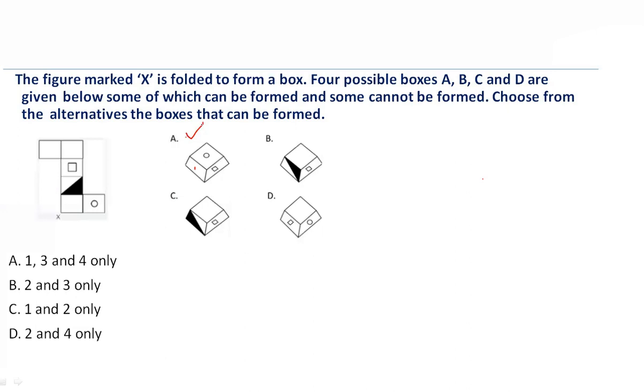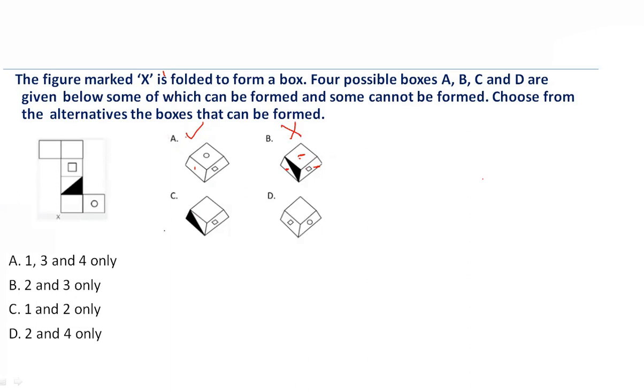Let's go for the next option, image 2. In image 2, you can see the blank face, square, and one more face which is a right angle kind of thing, adjacent to each other. Now look at the image X. By looking at the image X, we can say that the blank face and square are opposite to each other. So the second box cannot be formed. Whatever the blank face and square that we are having here, they are opposite to each other. So the second box cannot be formed.